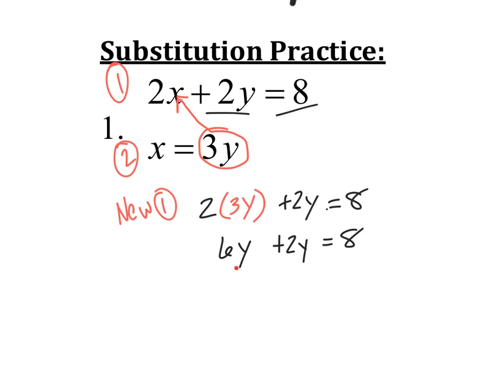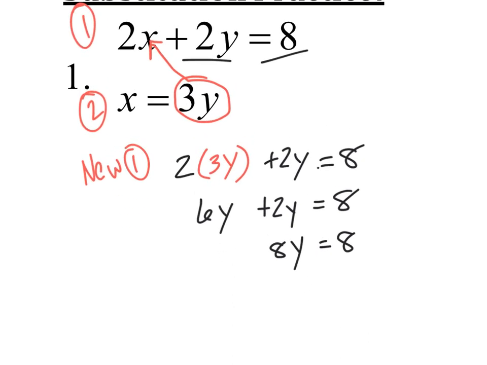We're going to simplify our like terms. Our 6y plus 2y gives us 8y. 6 plus 2 gives us 8, so 6y plus 2y gives us 8y. And then we need to solve for y by getting rid of that 8, so we'll divide to get rid of that 8. And we got 8 divided by 8, which is 1. So the y value of our coordinate point that we're looking for is 1.